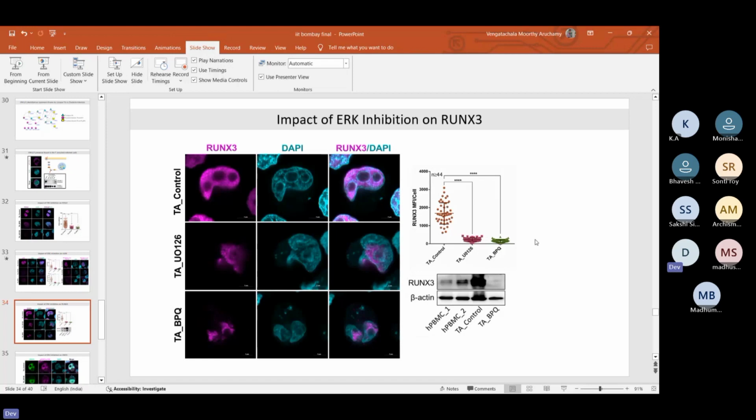And one more thing about RUNX3, that previously people thought it is a tumor suppressor gene. However, recent findings suggest that it might act as a proto-oncogene in the later stage of the cancerous process. So all these transcription factors, starting from FOSL2, c-JUN, JUNB, and the next three, are predicted from the software that they are under the control of ERK.